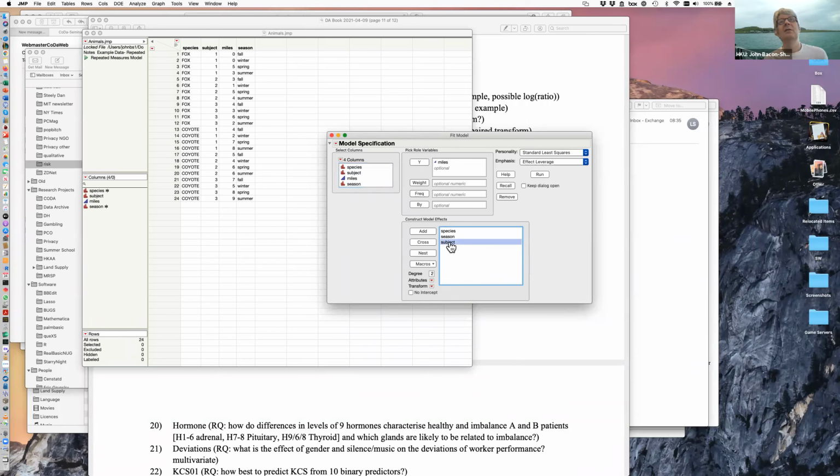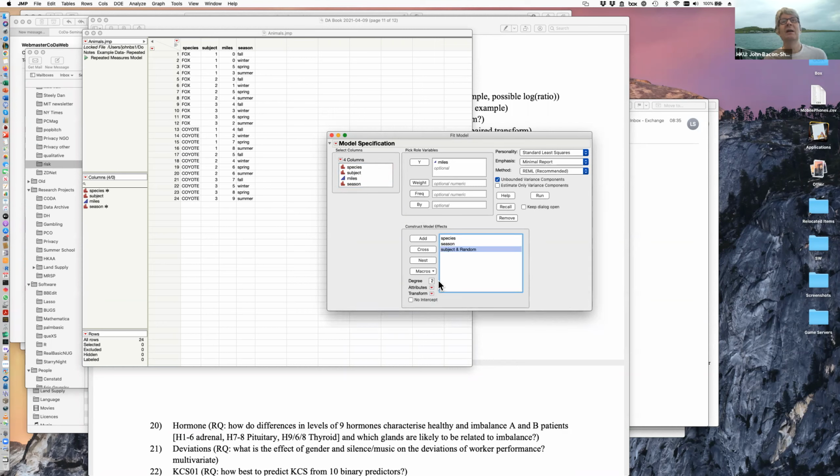But the subject is nested. So if we look at attributes, this is a random effect, right? Subject is a random effect, and also subject is nested within species. So we need to select subject as being nested inside species, and we need to say that it's a random effect. Okay, so this is, as I said, it's different in both ways.